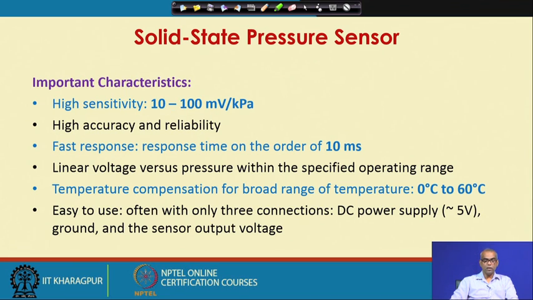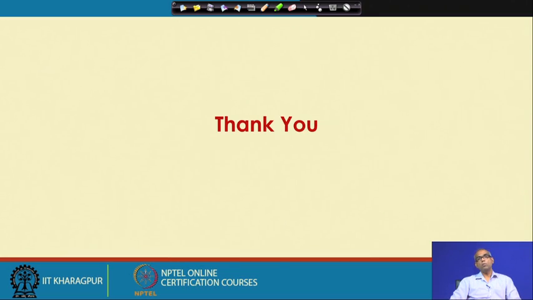So, these important characteristics made the solid state pressure sensor a very useful pressure measuring instrument in the range of 0 to 100 kilopascals. It has high sensitivity, high accuracy, high reliability, and above all it is very simple to use, gives you electrical output. So, we will stop our discussion.